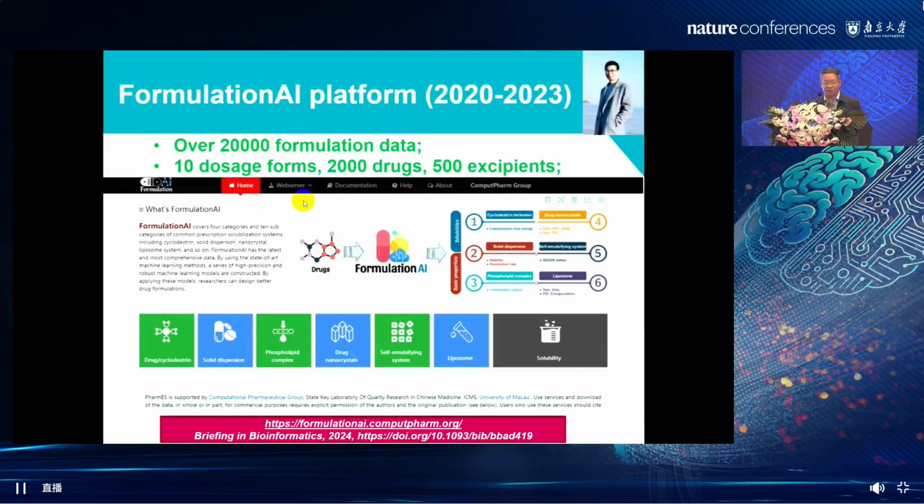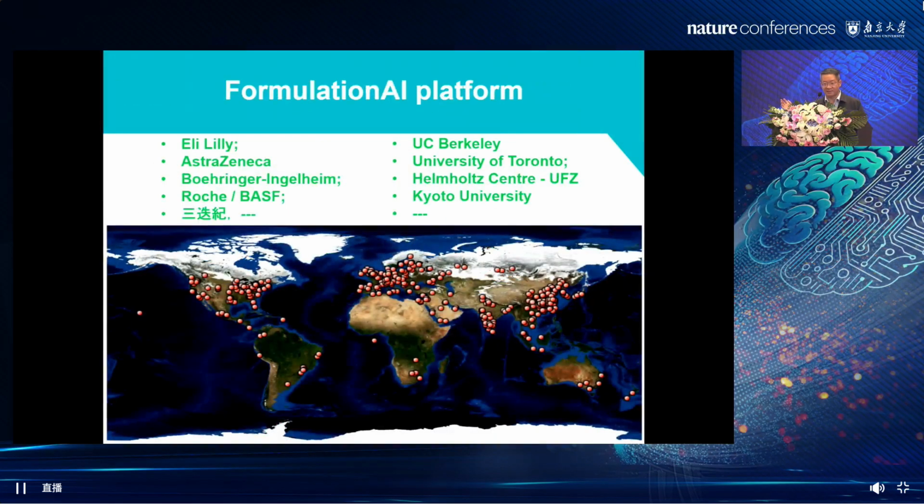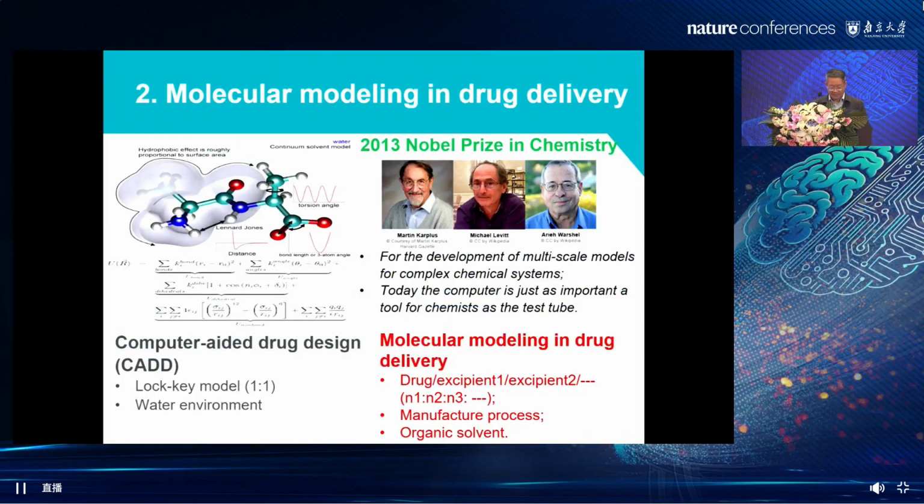Okay, and also, combining our past data and AI models, we built the first drug formulation AI platform. We call it Formulation AI. It contains all marketed drugs and excipients and thousands of data. Currently, this platform has been widely used around the world, including by pharmaceutical companies, industry, and academics. This is the first tool.